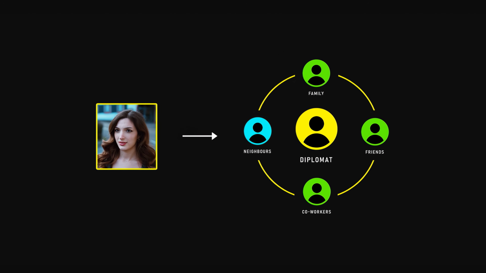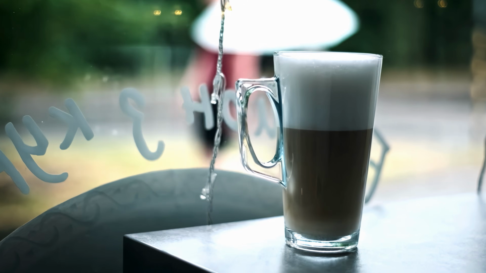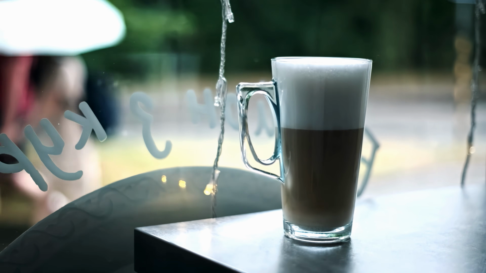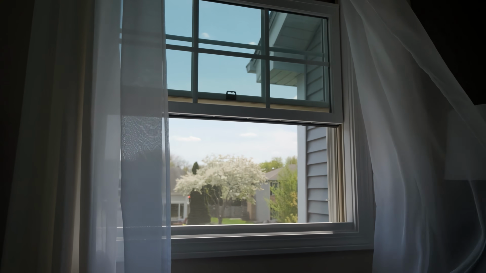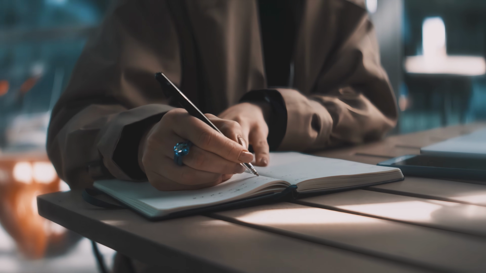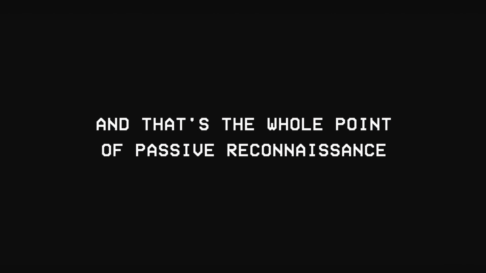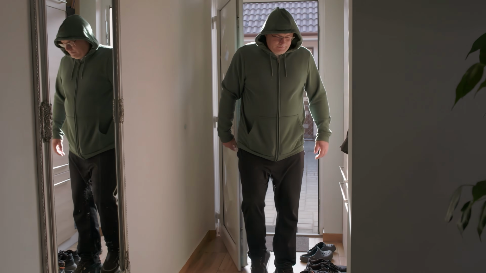So instead of walking up to the neighbor and trying to social engineer him, what you can do is sit at a cafe across the street for days, note down when the diplomat leaves, when the car comes back, and which windows are always open. This way the diplomat has no idea any of this is happening, and that's basically the whole point of passive reconnaissance. You can't defend against something you can't see.